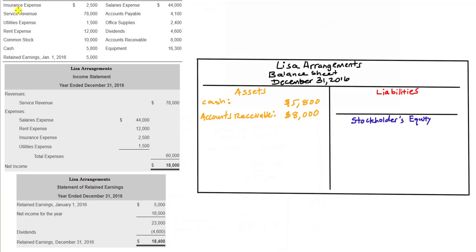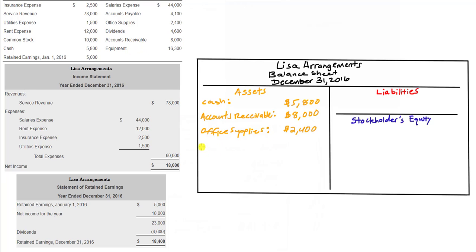Okay, next, let's see. Insurance expense, service revenue, no. Rent expense, common stock, cash. Salaries expense, accounts payable, no. We have office supplies. That's an asset. That's some physical piece of property that we are in control of, that we are using to run our business, right? Assets, accounts receivable, equipment. Okay, so I'm going to go ahead and put office supplies first. I guess that's more liquid than equipment. Office supplies. The total value of our office supplies on hand is $2,400.